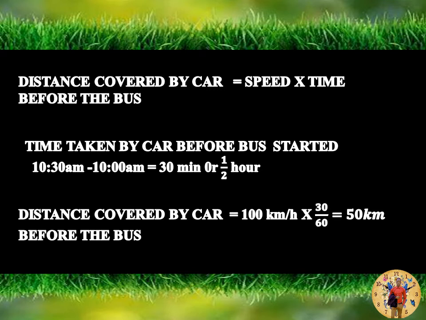If we calculate the distance, we say distance covered by the car before the bus is equal to 100 kilometers per hour times 30 over 60 hours, which we obtain 50 kilometers. Therefore, the car had covered 50 kilometers before the bus started moving. So the distance between the car and the bus after 30 minutes is 50 kilometers.